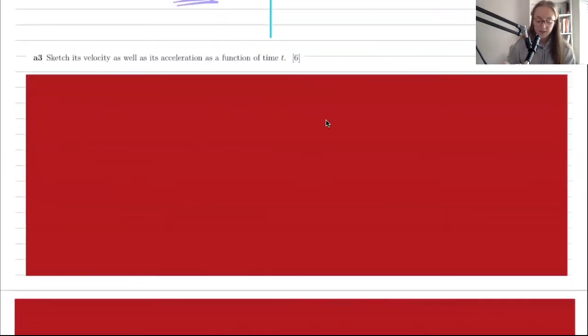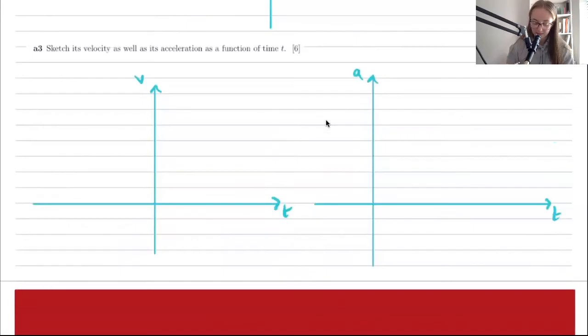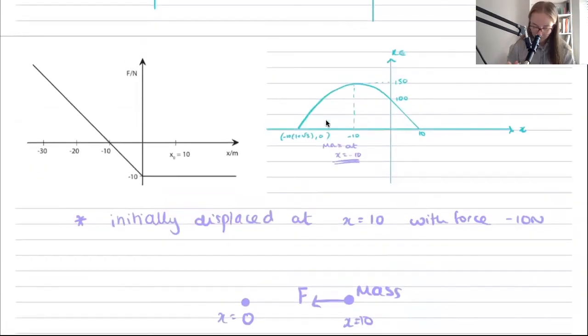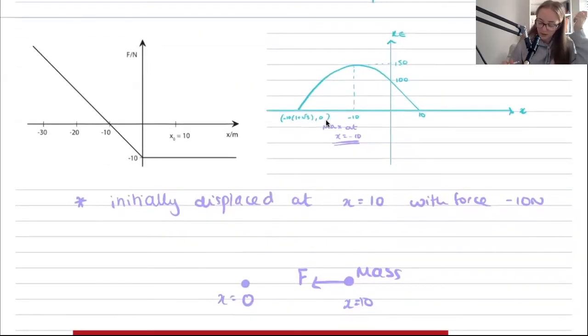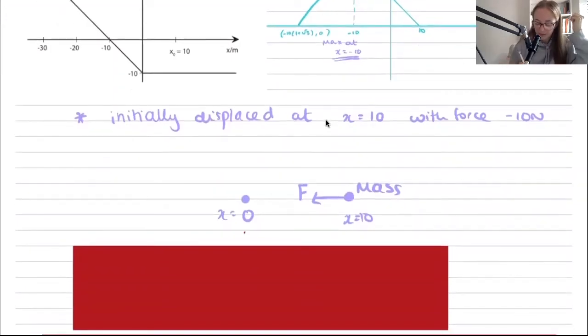Okay, and next we need to sketch its velocity as well as its acceleration as a function of time. Now, this is a little bit more complicated. So we have some graphs over here, some clean graphs. But we need to try and work out what's going on here. So initially, we're displaced at 10 meters with a force of minus 10 newtons. So if we say this is our center point here, our mass has been shifted over 10, but it's being acted on by this kind of pulling force. It's trying to pull it back into the center.